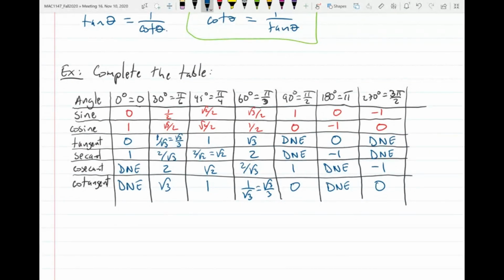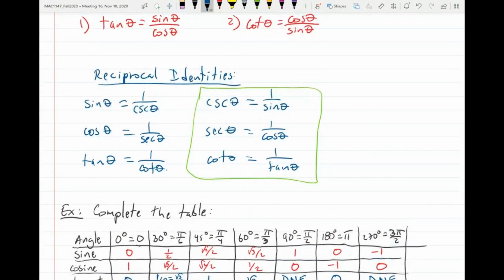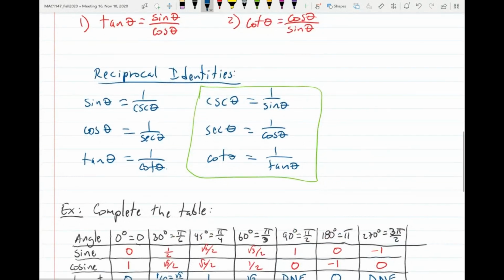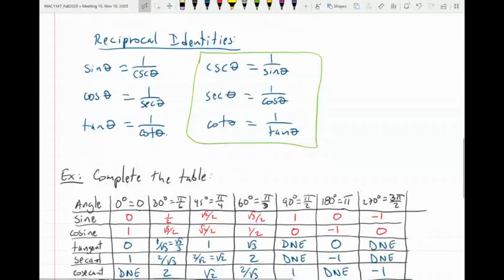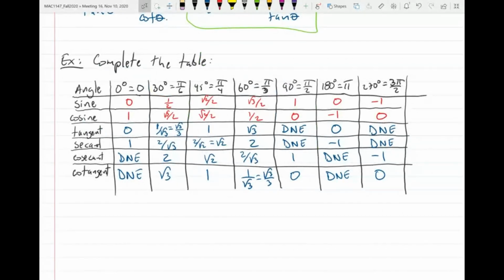So I'm doing this just to show you that as long as you know sine and cosine, then that's it. You can come up with the other 4 by using these identities that we listed here, that are the definition, really, of those functions. Questions?